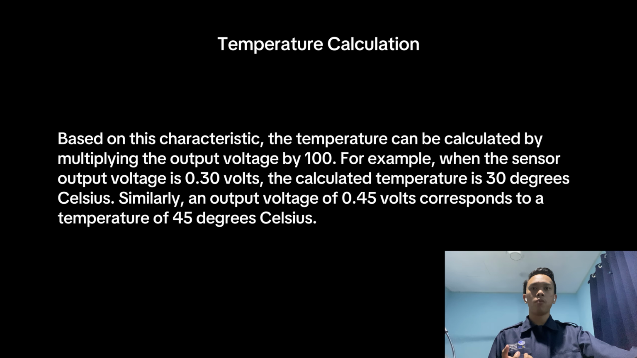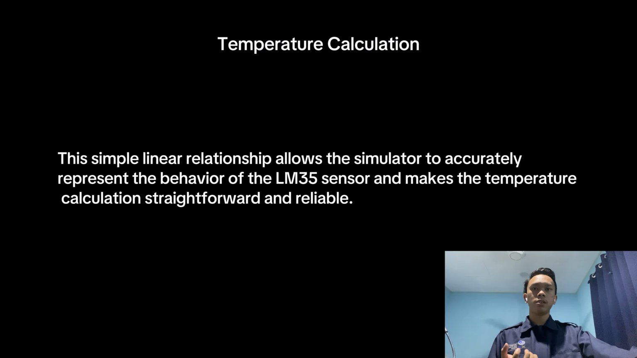Similarly, an output voltage of 0.45 volts corresponds to a temperature of 45 degrees Celsius. This simple linear relationship allows the simulator to accurately represent the behavior of the LM35 sensor and makes the temperature calculation straightforward and reliable.